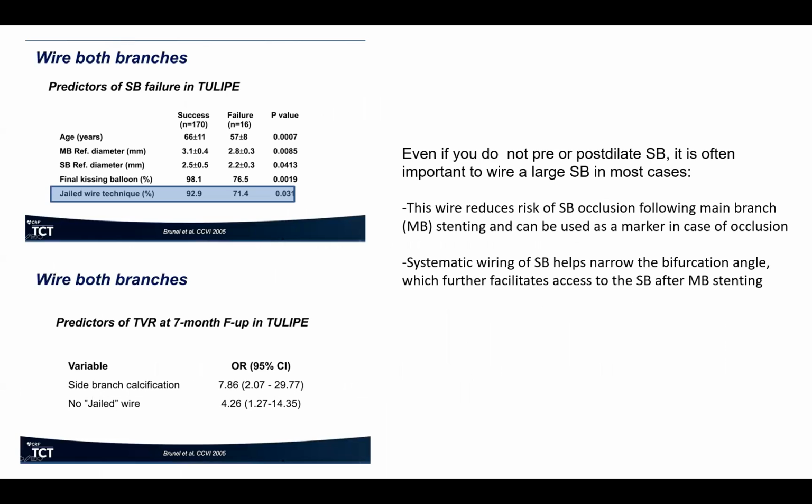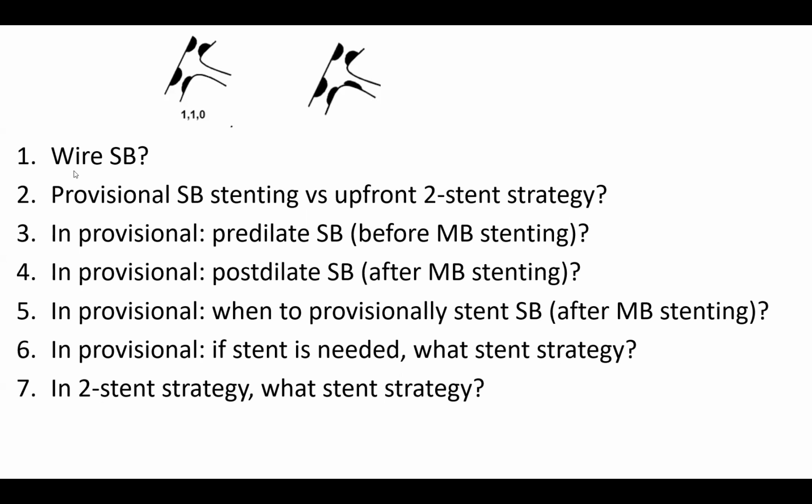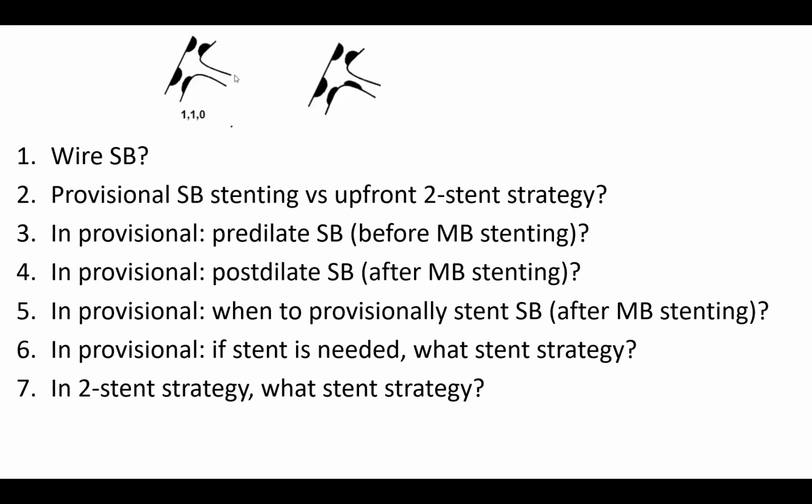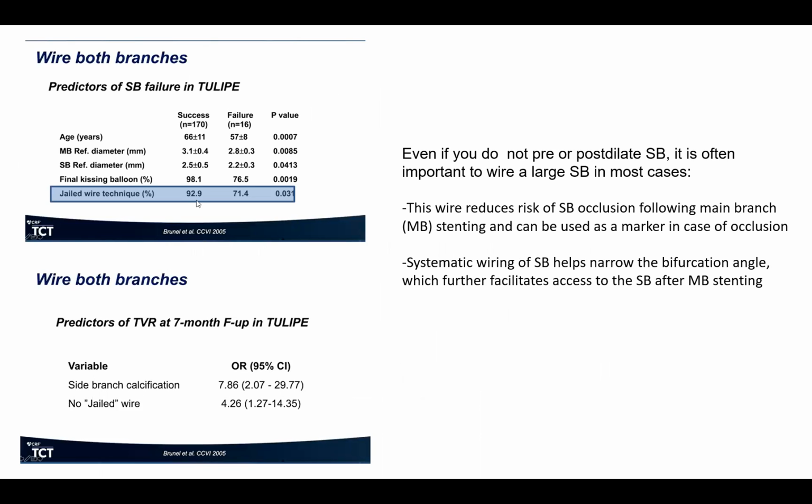So here is my answer to those. I'll show you my answer. But to the first one, should I wire the side branch? The answer is overwhelmingly most often yes, whether it's true or non-true bifurcation. That's the only strategy that applies to all simple and complex bifurcations. It's been shown that putting a wire and jailing it with a main branch stent, but having the wire in that side branch to protect it, it does indeed protect. It increases your acute success and significantly reduces your acute side branch occlusion. It also, interestingly, improves your long-term MACE, putting that side branch wire by 4.2 times.